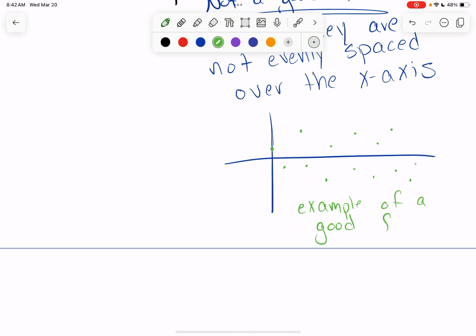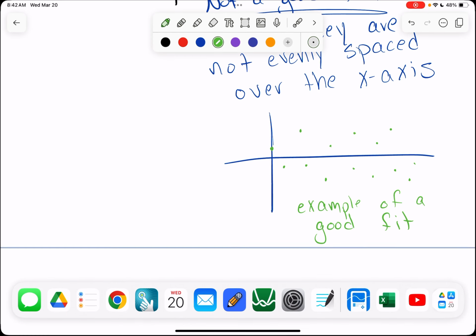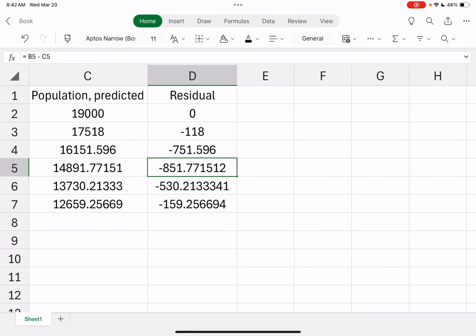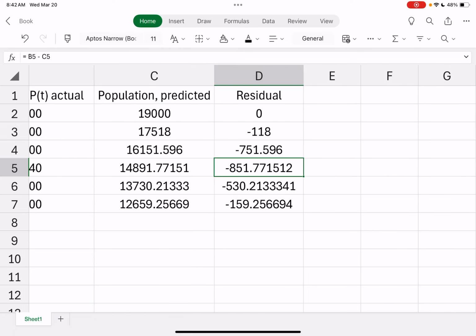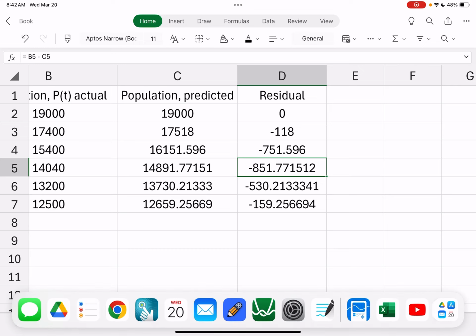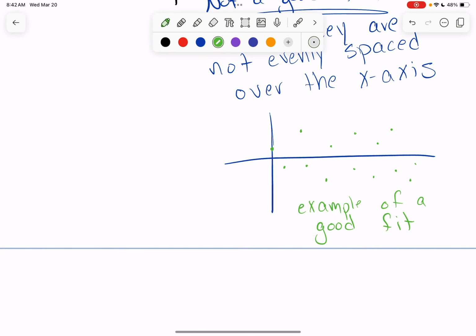Because you don't want all of your points, like if we look back at that, all of my points were too big. So it's not a good fit. Some of them should be too small, you should be kind of evenly spaced on either side. So not all of our residuals were negative except for one. They should be both positive and negative and the same amount positive and negative.